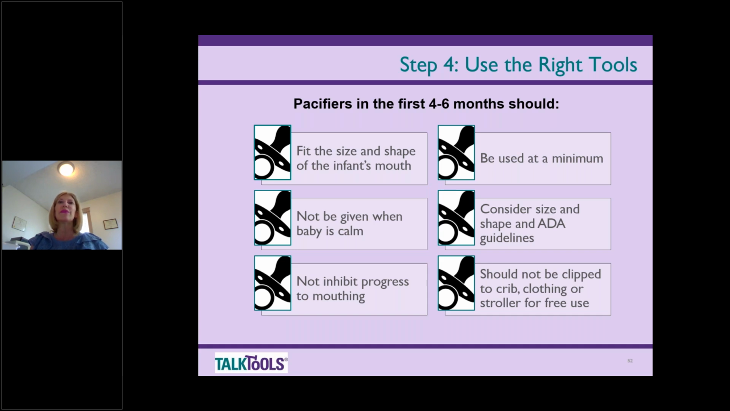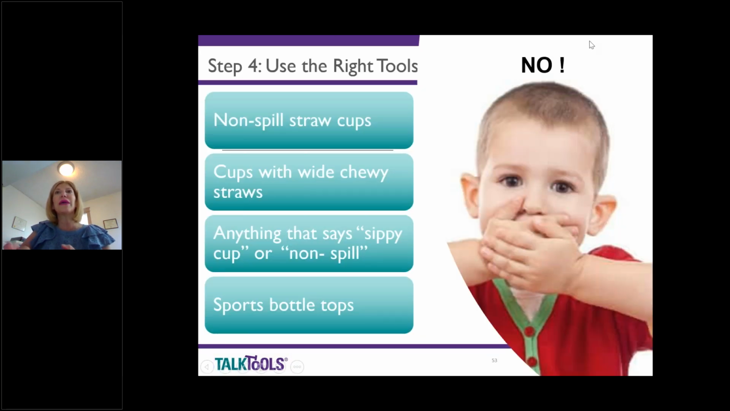We shouldn't have the pacifier in all the time, because it's inhibiting progress to mouthing. It should be used at a very bare minimum, and consider the size and shape through the American Dental Association guidelines, and it should never be clipped to the crib, clothing, or stroller for free use, because then that baby is going to become very dependent on the pacifier.